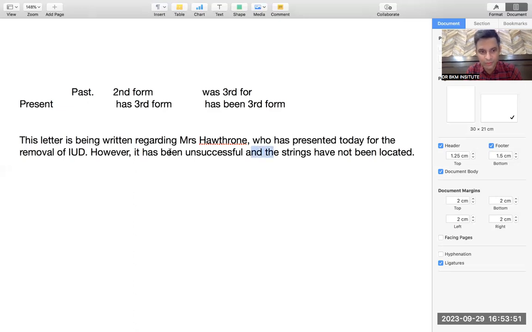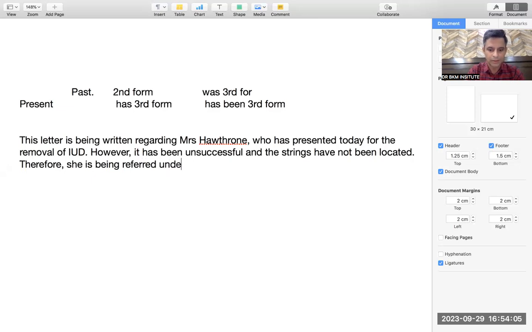And now I am writing in the present because here I also wrote it has been unsuccessful. And the strings have not been located by us. Passive voice: not located by us. By us has not been located. Therefore, she is being referred under your expertise on an urgent basis for further investigations. Now this is again a nice word, including ultrasound. So I did not say plus ultrasound. So including ultrasound.